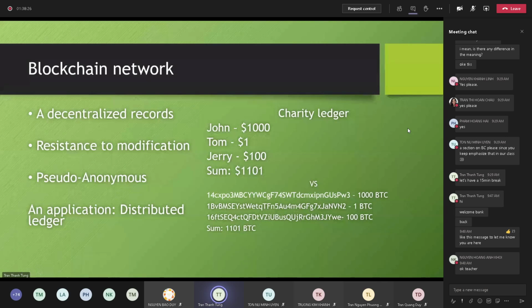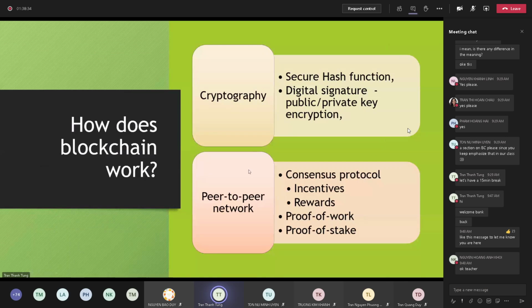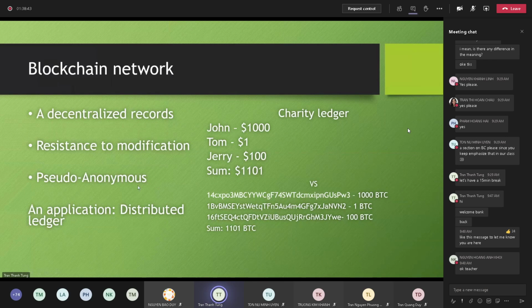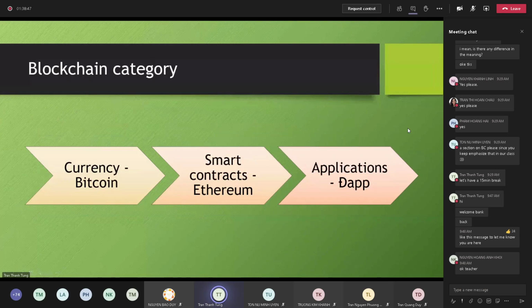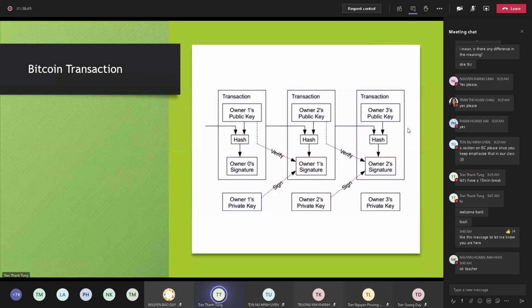Otherwise, people will notice the difference. That is not the only reason it resists modification. The other one will be the consensus protocol. I will not go into detail on this one, but I will go to the pseudo-anonymity, where we see blockchain in this one.